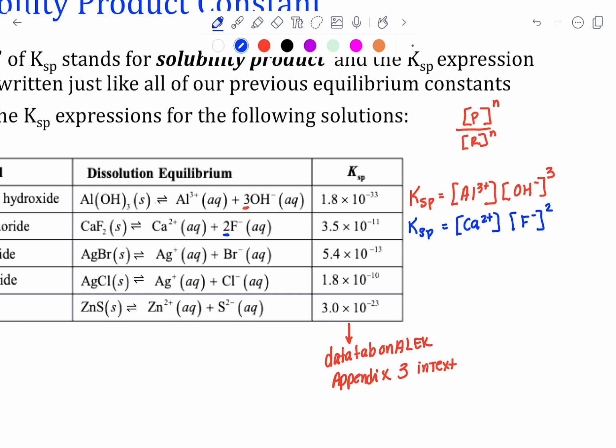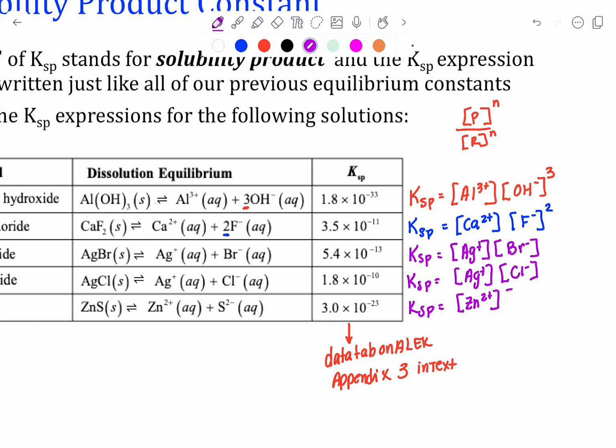These ones are a little bit simpler because everything's in a 1-to-1 ratio. So we have KSP is equal to the concentration of Ag+ times the concentration of Br−. We have KSP is equal to the concentration of Ag+ times Cl−. And our final one, KSP, is equal to the concentration of Zn2+ and the concentration of S2−.